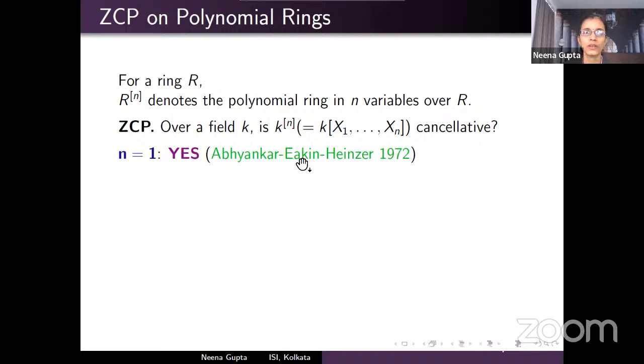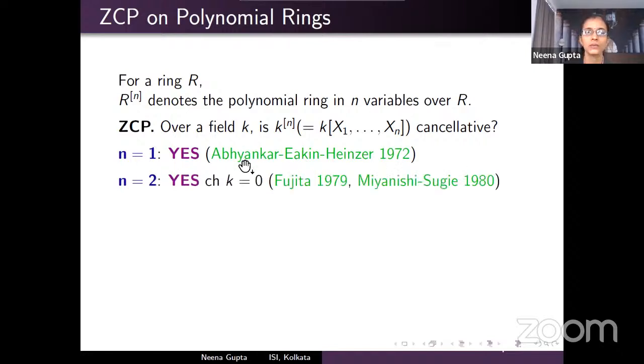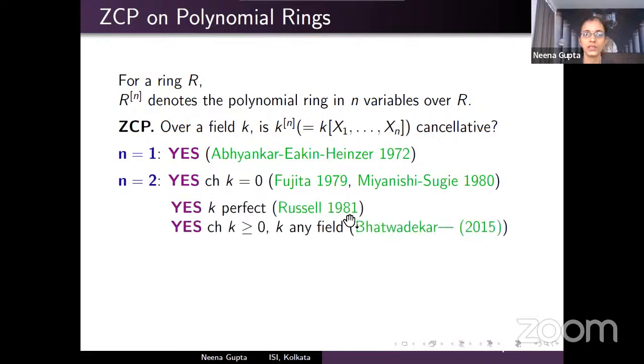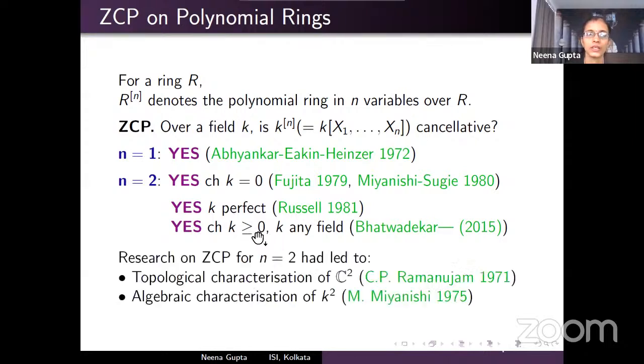This problem was known to have an affirmative answer for the affine line by Abhyankar, Eakin, and Heinzer. Actually, their result was much more general, and the case n equal to 1 follows as a consequence of their much more general result. The case n equal to 2 was solved by Miyanishi and Sugie with an important contribution due to Fujita over a field of characteristic 0. And soon this result was generalized by Peter Russell over any perfect field. Along with Bhatwadekar, we have shown that the affine plane is cancellative over any arbitrary field. The proof of this result for n equal to 2 was highly non-trivial.